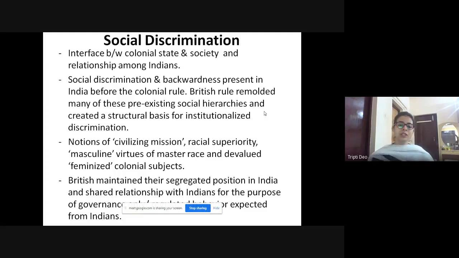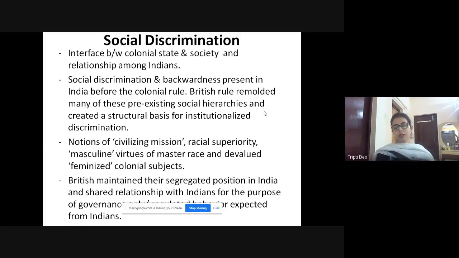Social difference and discrimination is not something that is new in any society. Before colonial rule was established by the Britishers, social discrimination was there. The caste system is the biggest social discrimination India has suffered till now. But when the Britishers came, they remolded it and created institutionalized discrimination. For example, when they branded criminal tribes and made the Criminal Tribes Act, they institutionalized that discrimination. Institutionalized means there will be legal action on this particular thing.